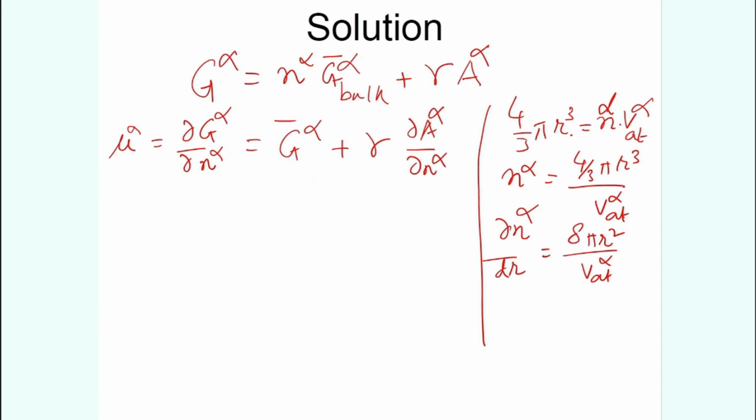Correct. We can write this assuming gamma to be constant. Gamma is not depending on the number of atoms or anything, right? Gamma has to be constant. This is nothing but, if I take a derivative of this equation with respect to n alpha, the n alpha cancels, and this becomes G alpha bulk plus gamma dA alpha by dN alpha, right? So you can write this very simply.